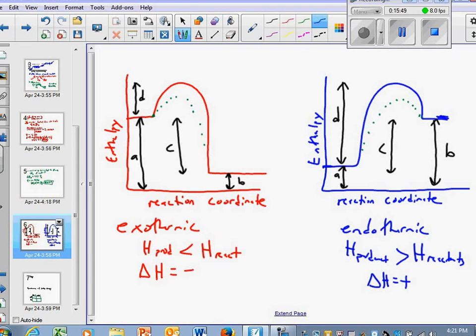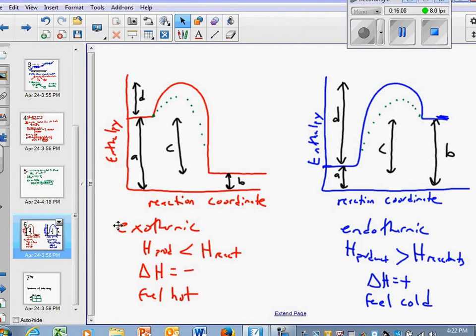My exothermic reaction is red because they feel hot. They are giving heat to your hand, so you will feel hot. Endothermic reaction is in blue because these are going to feel cold. They're actually taking energy away from your hand to make the reactions happen.